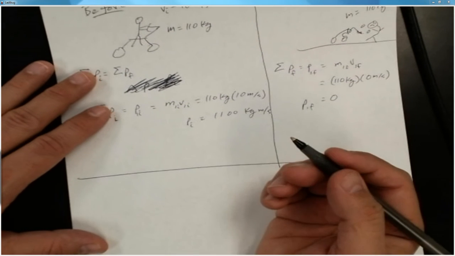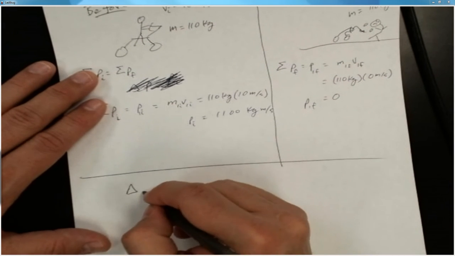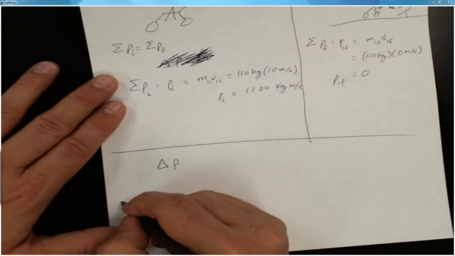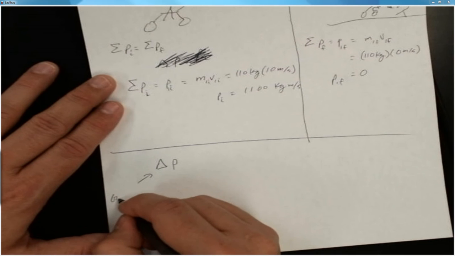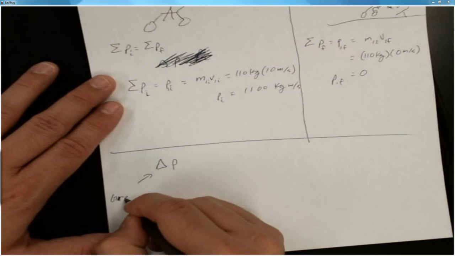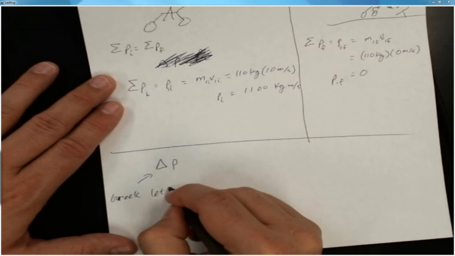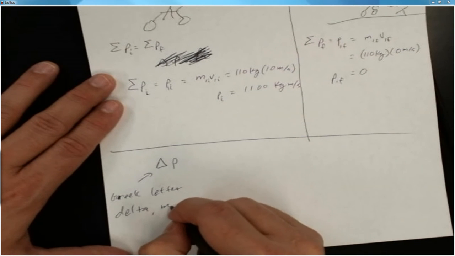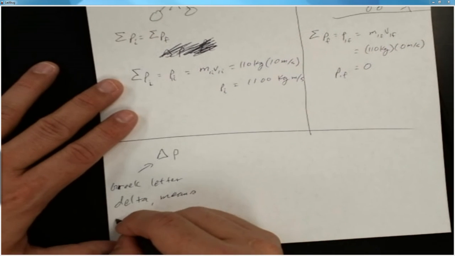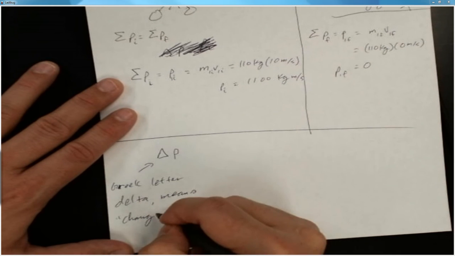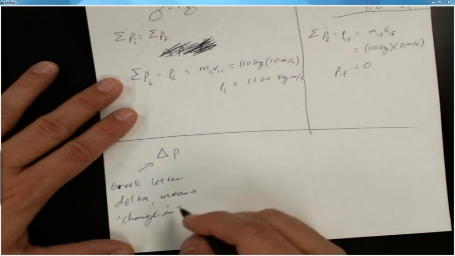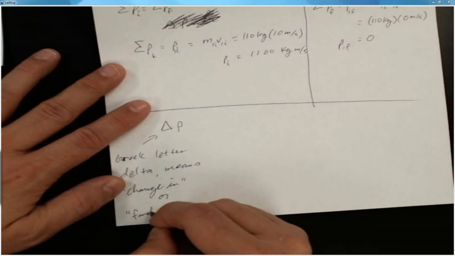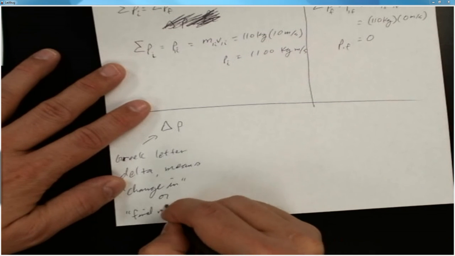Now we're going to do a calculation we haven't done before, which is the change in momentum. So this symbol delta, if you didn't know, this is a Greek letter delta, G-R-E-E-K, Greek letter delta, means, quote, change in, or final minus initial.